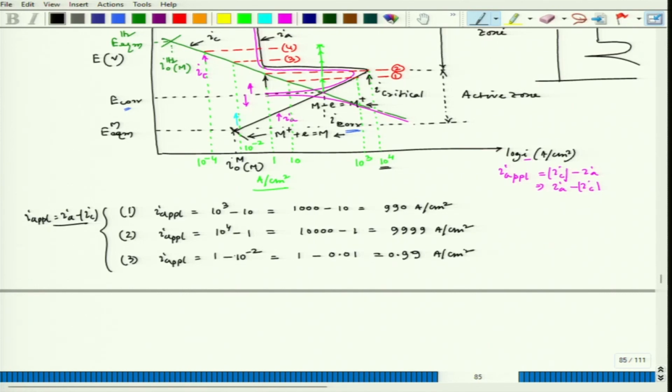ampere per centimeter square. And then at point number 4, I applied would be 1 minus 10 to the power minus 4. So, this value minus this. I am just giving all those locations so that it becomes clear to you. That way we have gone ahead and found out those values. So, this would be 1 minus 0.0001. So, this is almost 1.